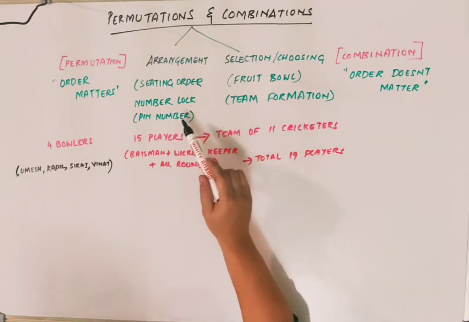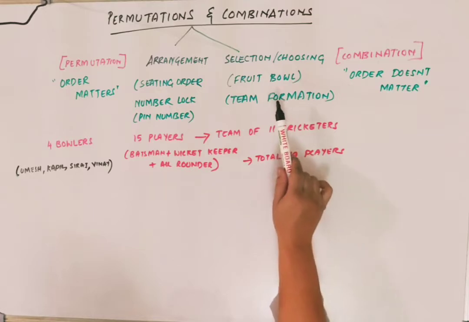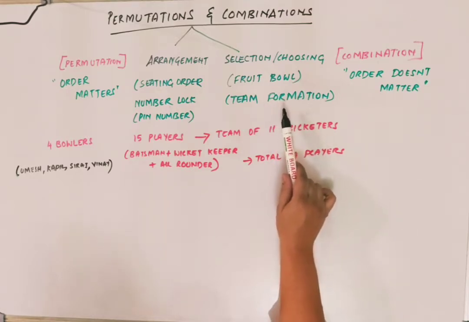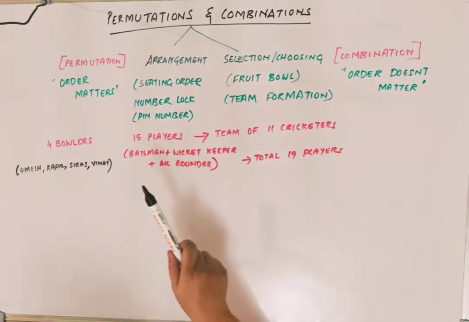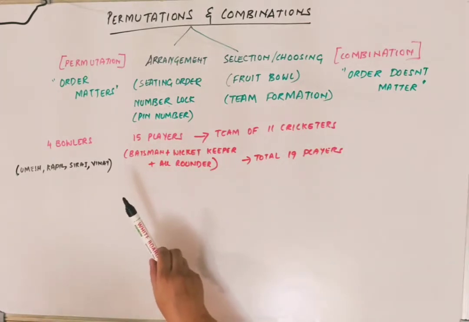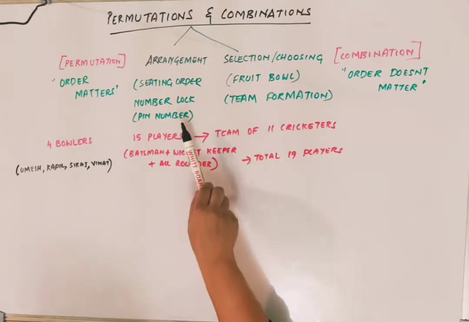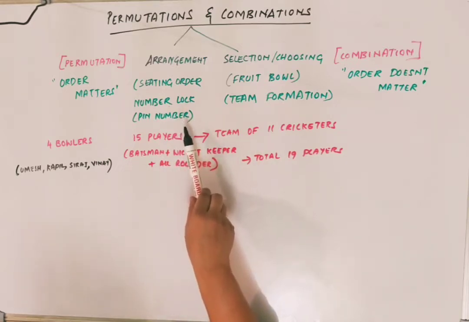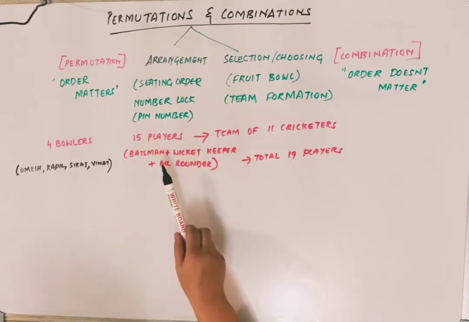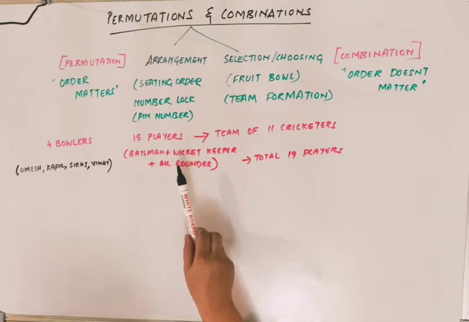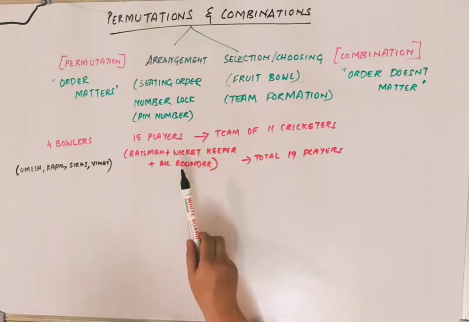Arrangement of objects in a certain order is nothing but permutation, and selecting or choosing a set of objects or things without any particular order is called combination. For example, if people have to sit in a particular seating order or follow a certain sequence, then we call it permutation. Another example is a pin number or a number lock, which has to follow a certain sequence. For example, if the pin number is 345, it has to be in the order 345, right?